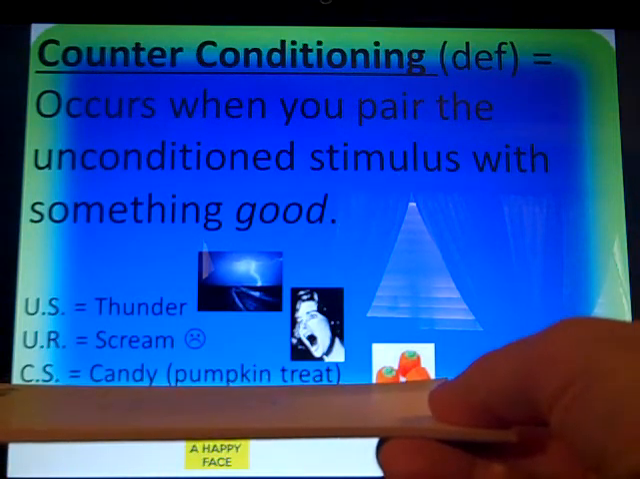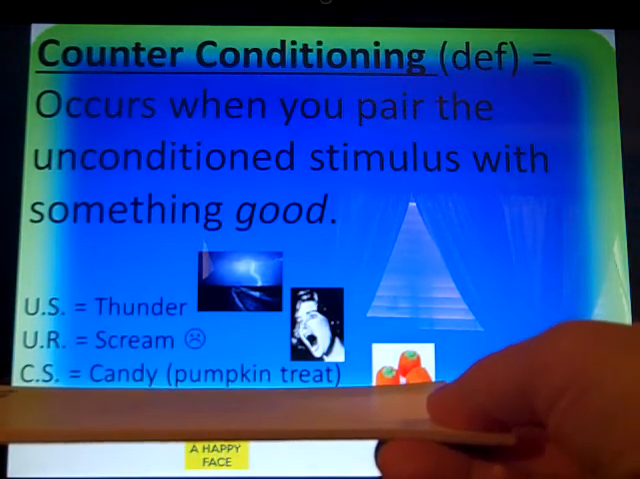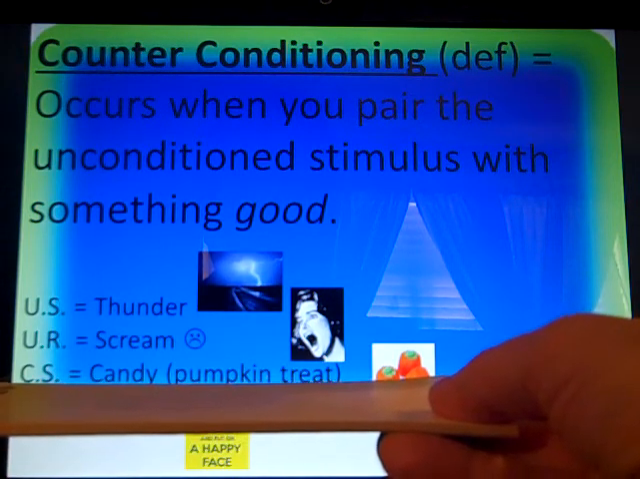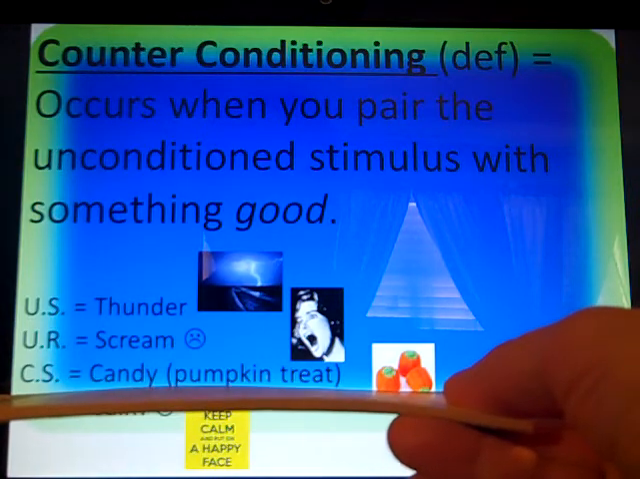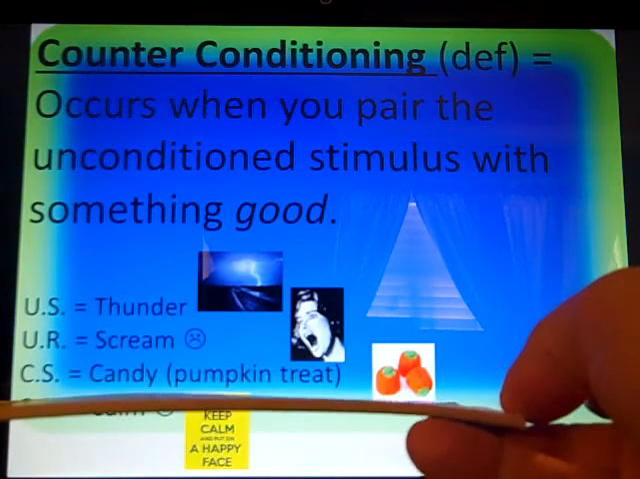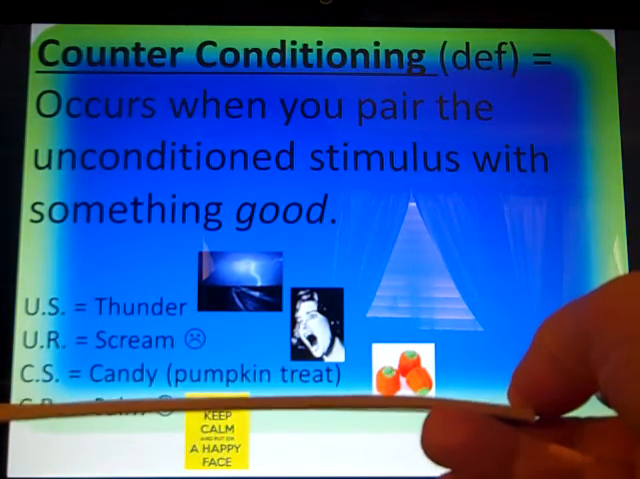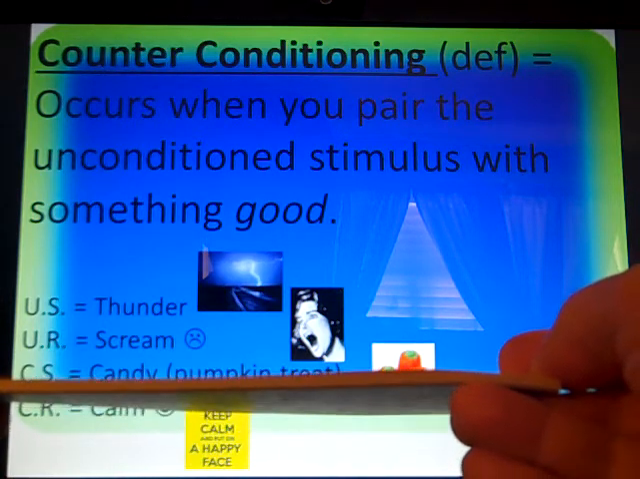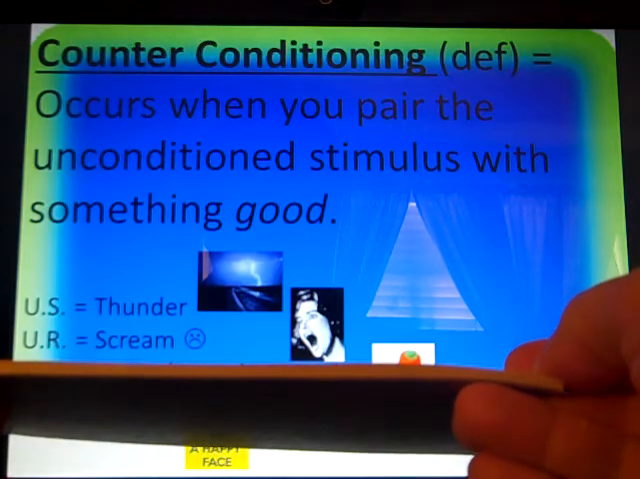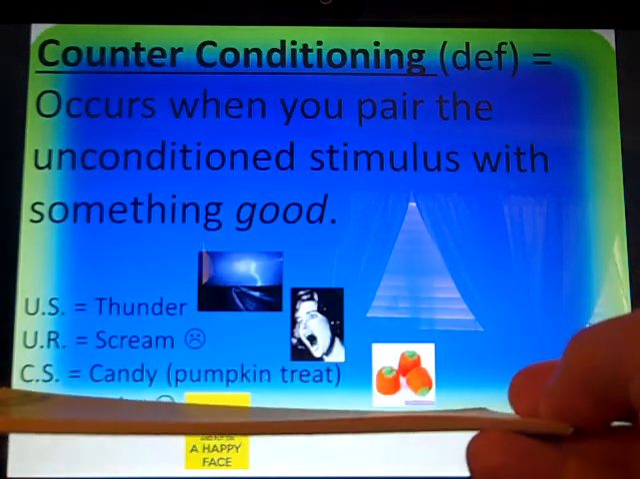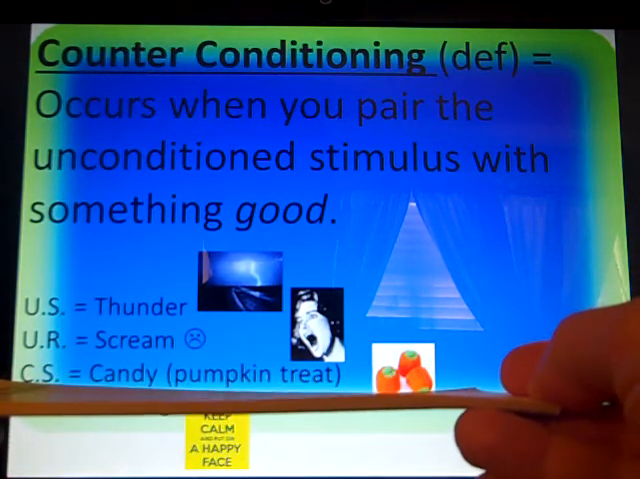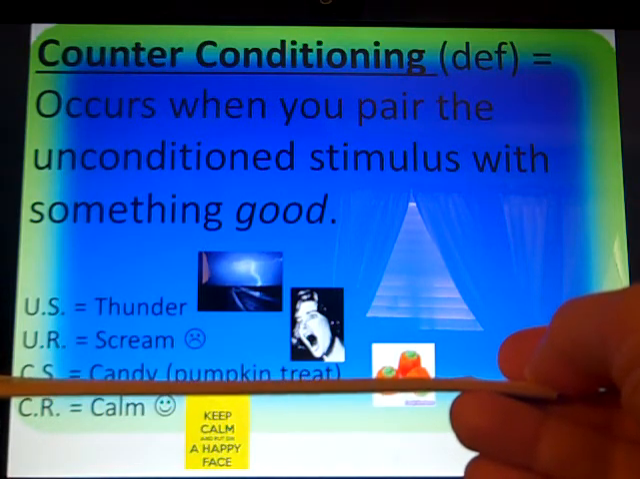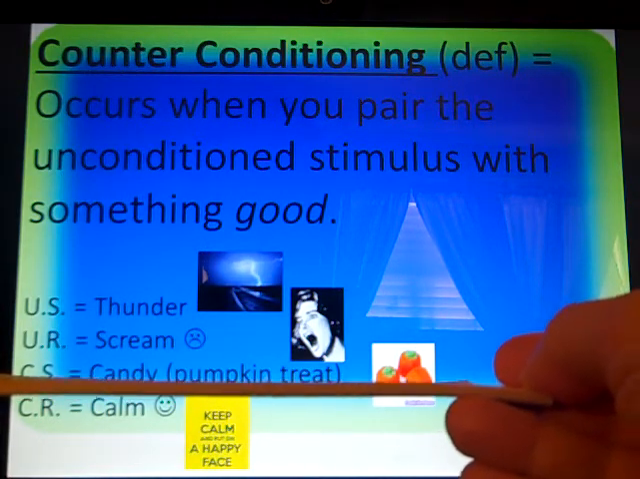And that's how classical conditioning works. If you remember, the unconditioned stimulus has to be paired with the conditioned stimulus. So I knew that my daughter really liked these Brock's pumpkin treats. If you've ever had candy corn, it's kind of like the same thing, except they're shaped like pumpkins. And they are really, really good, by the way. So what I did was I told her, I said, Madison, if you can stay calm during this thunderstorm, then you'll get a pumpkin treat. And she's like, okay, Daddy, I can do that.